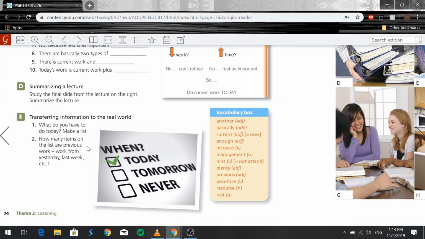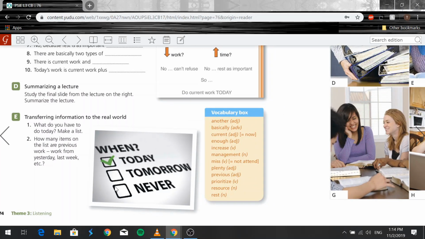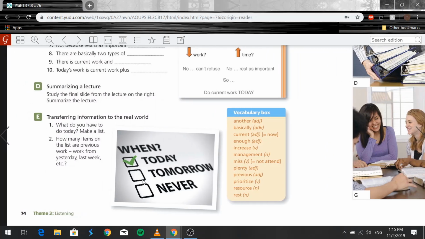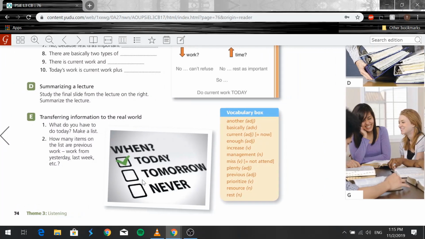Now let's go to the vocab box here before we go to exercise E. Here we have another, basically, current, enough, increase, management, miss, plenty, previous, prioritize, resource, rest. Okay, so that was the vocab box, you guys. Now, here we have exercise E, just a simple fun exercise before we move on.